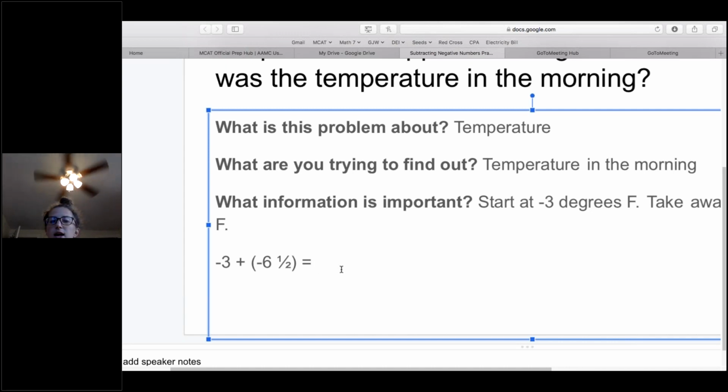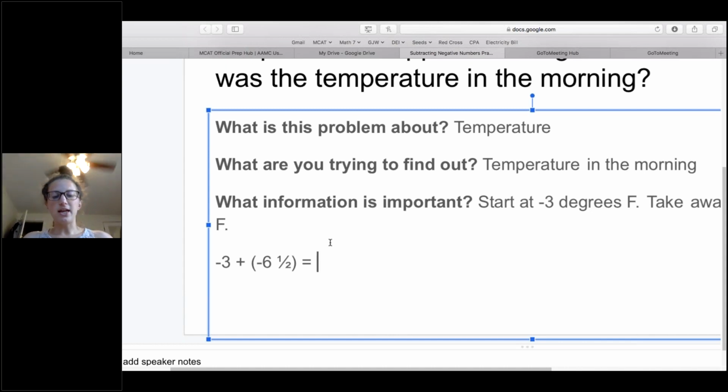Subtract. If my signs are the same, I keep it the same. So I keep it as an addition problem. And my signs are the same, so what's the sign of my answer going to be? Negative. Negative 3.5. Ooh, really close.